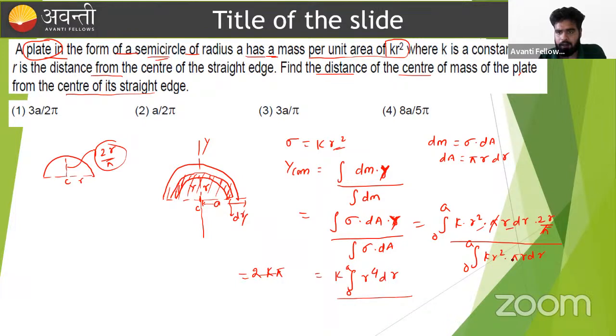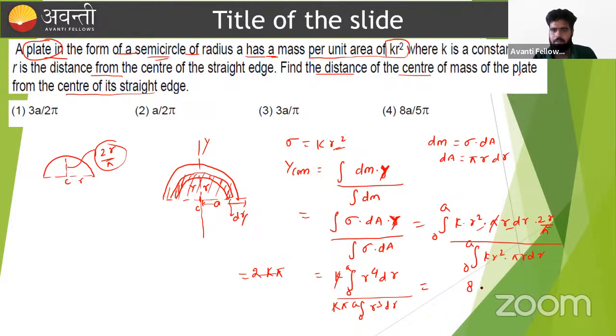Divided over, in the denominator, k pi, integral from 0 to a of r cubed dr. If we solve this and put the limits, k and k cancel out from here. What will happen here? If we solve this, we easily get the required answer. And what is our required answer here?